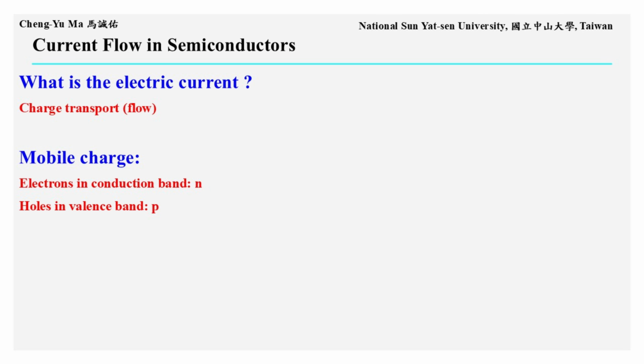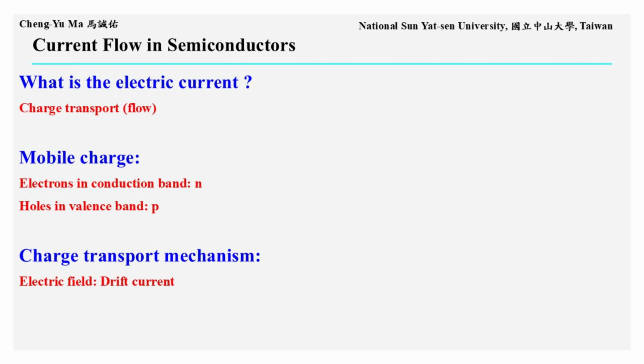As introduced in the previous section, a semiconductor contains electrons in the conduction band, holes in the valence band, and immobile space charges. Among these, the mobile charge carriers are electrons N and holes P. To make charges move, a driving force is needed. One type of charge driving force is an electric field. An electric field applies a force to charged particles and causes them to move. The current produced by charge motion due to an electric field is called drift current.